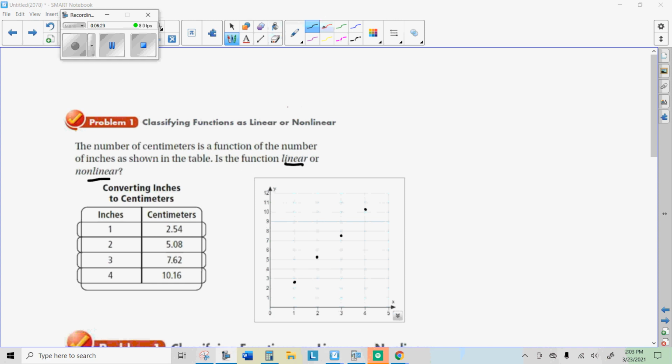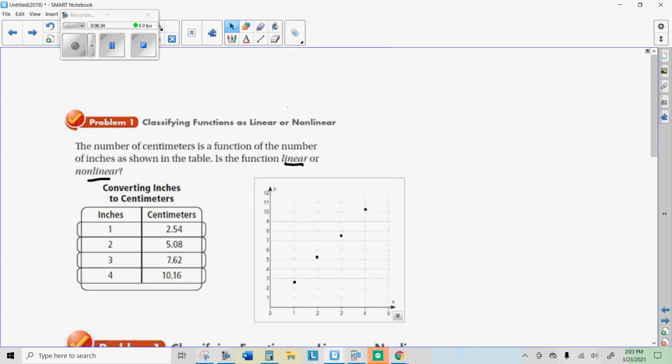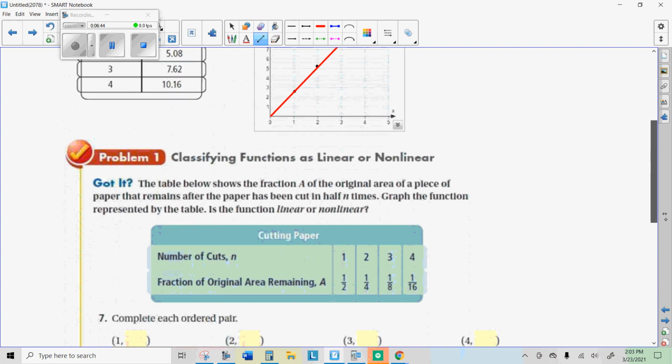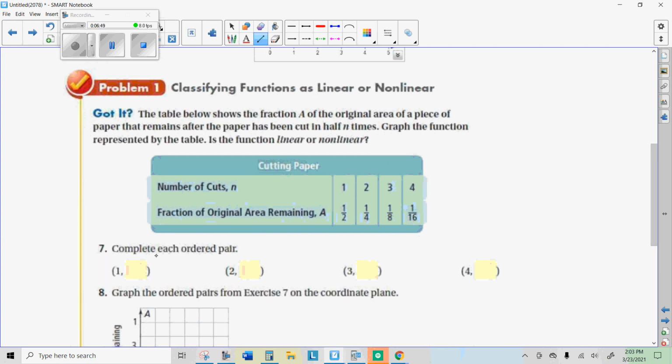I think these are all going to line up, and I think this is a direct variation graph. And I think it represents a number of centimeters per inch. Okay, so from this table here, you can see some ordered pairs. 1 goes with 1/2, 2 goes with 1/4, 3 goes with 1/8, 4 goes with 1/16.